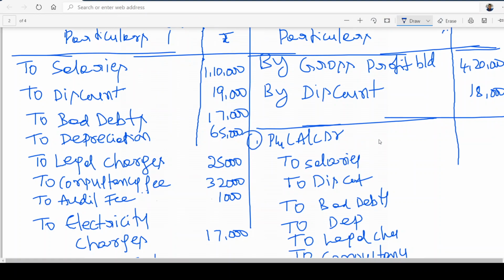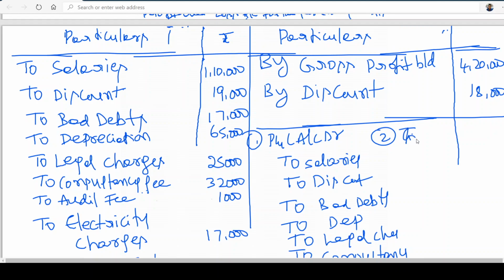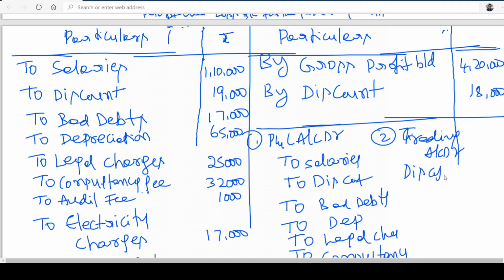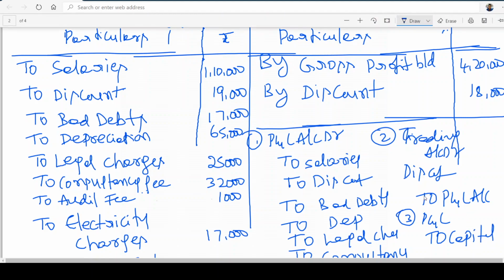The second entry you will be writing is: looking at the gross trading account, trading account debit, discount account debit to profit and loss account. This is the second entry. Third entry will be transferring the net profit. What is the entry for transfer of net profit? P&L account debit to capital account. This is called a general journal. I have not written the amounts.